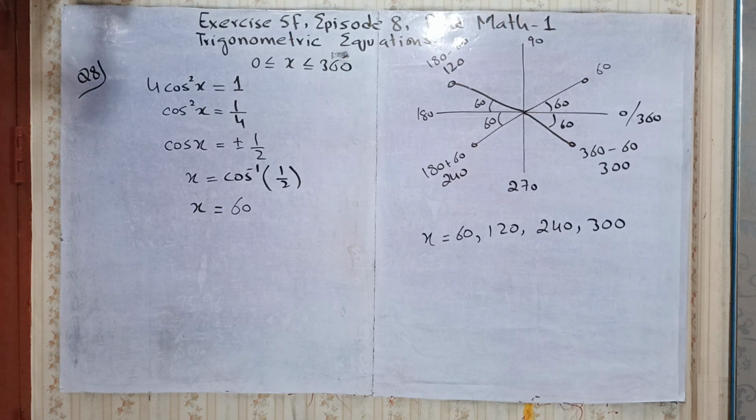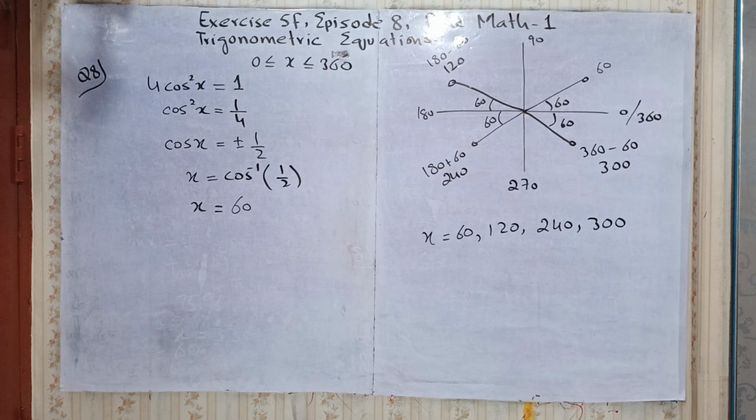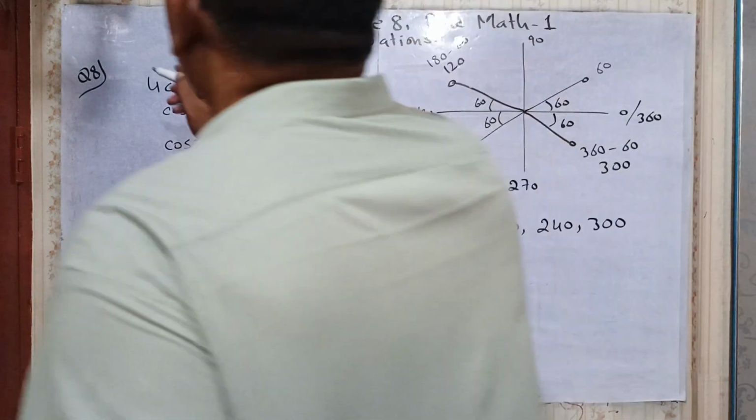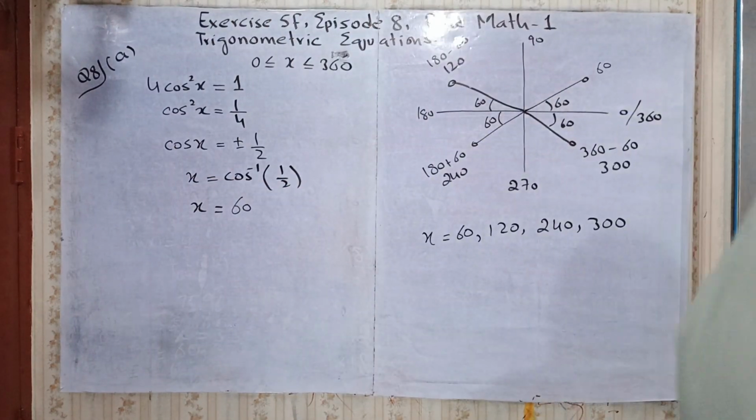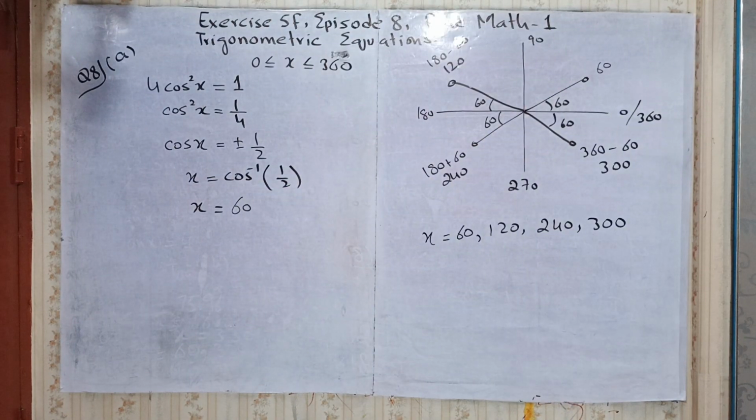So my dear students, this was exercise 5F, episode 5 from the course book of the Pure Maths 1, Trigonometric Equations, question number 8, part A. This is how you will do that question. I hope you understand.